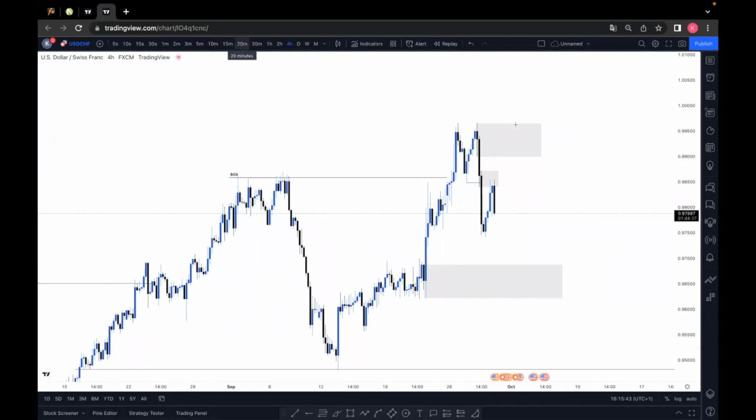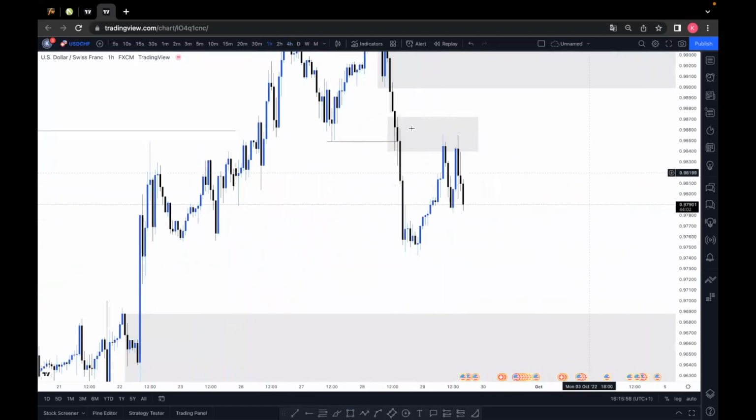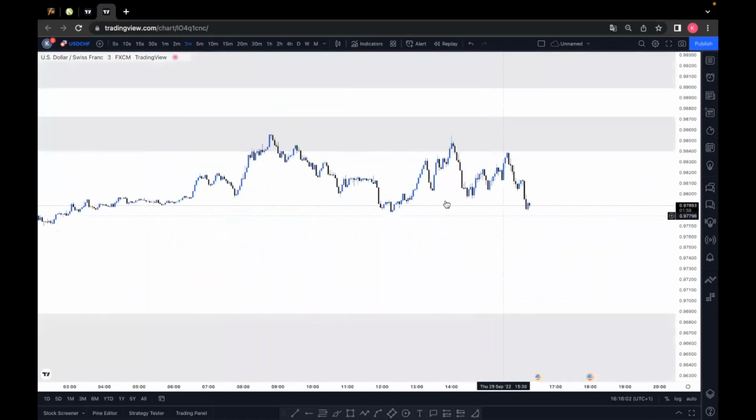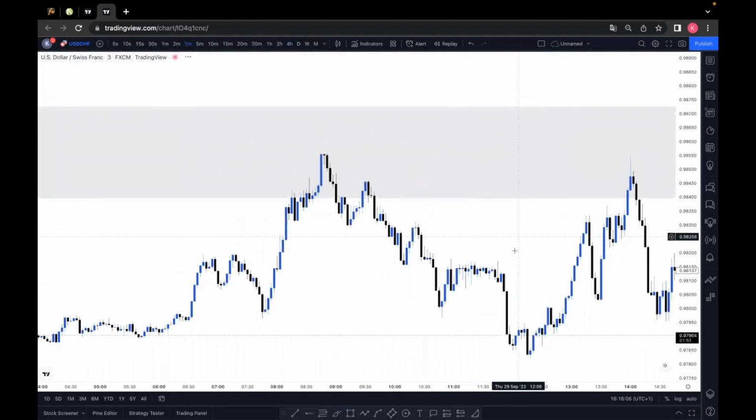In this scenario, let me just see the range of the order block. We can clearly see it's around 20 pips. Anything around 20 pips, I can go straight to the 1 minute time frame or 3 minutes. So for example, let me go down to 3 minutes to see how I could have entered. Usually I don't trade USD Swiss franc, but just for educational purposes, let's see how we could have entered.